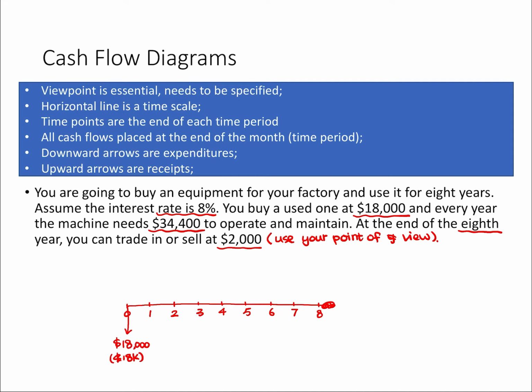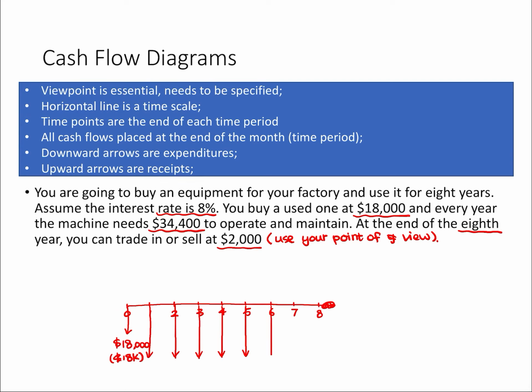And at the end of every year, you're going to spend 34,400 to operate and maintain that machine. So that's also money out of your pocket, so that's downward arrows. And it's every year, so that's going to be a downward arrow at the end of each year.